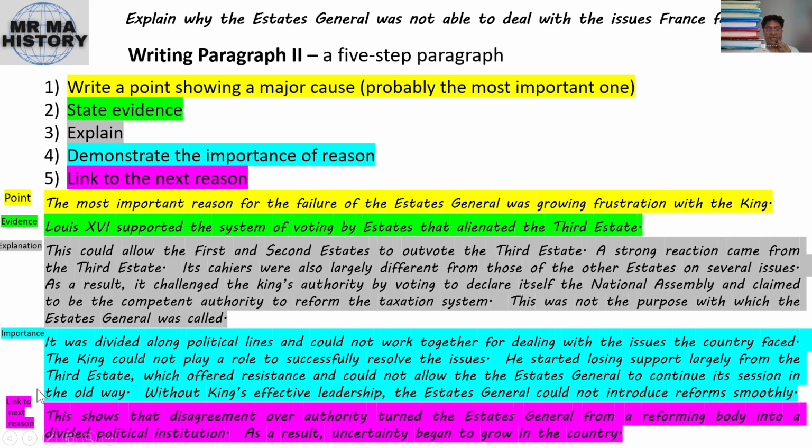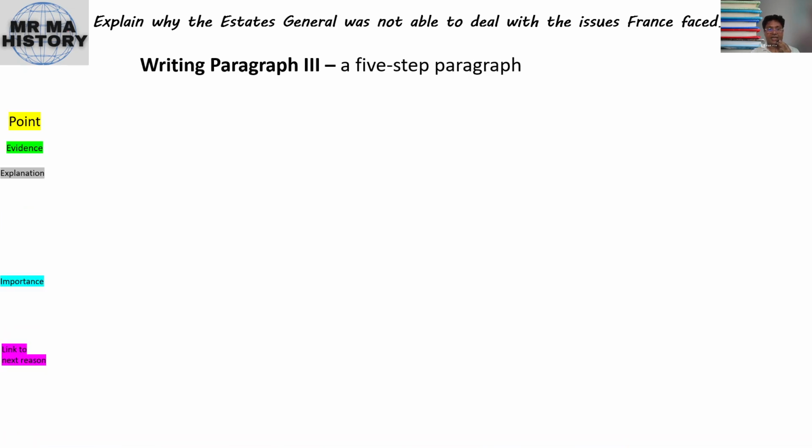So basically, I have done two things here. Firstly, this linking sentence with the next paragraph is acting in two ways. It is showing the importance of the reason and at the same time, it is linking up this reason with the next one. And the third is that it is also slightly opening up a new reason. Let's see what that new reason is in the next paragraph now.